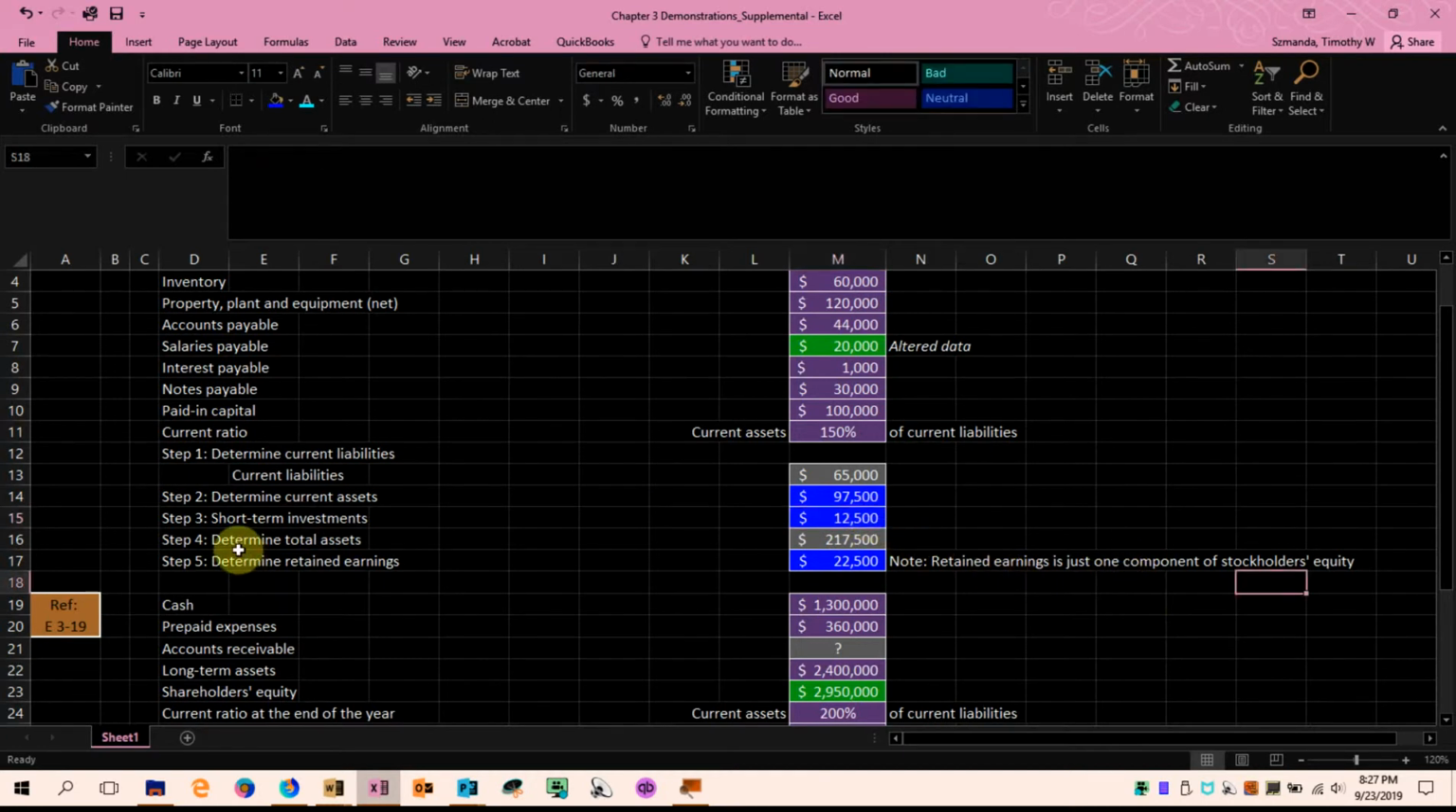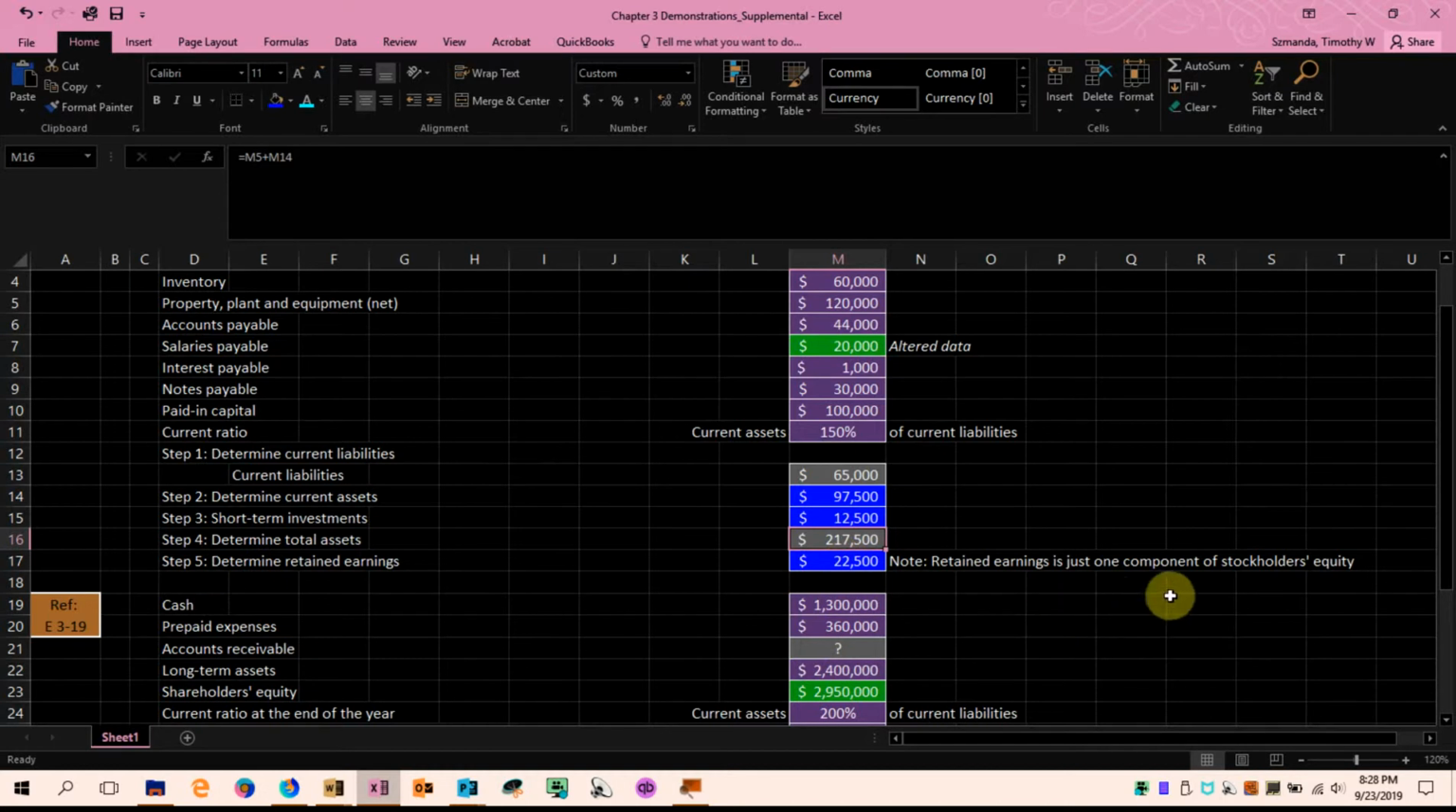All right, and step 4 was to determine the total assets. So here I'm just going to add together the property, plant, and equipment of $120,000 plus the total current assets, which we already solved, and that gives $217,500 using my numbers. And finally, step 5 is to determine retained earnings.